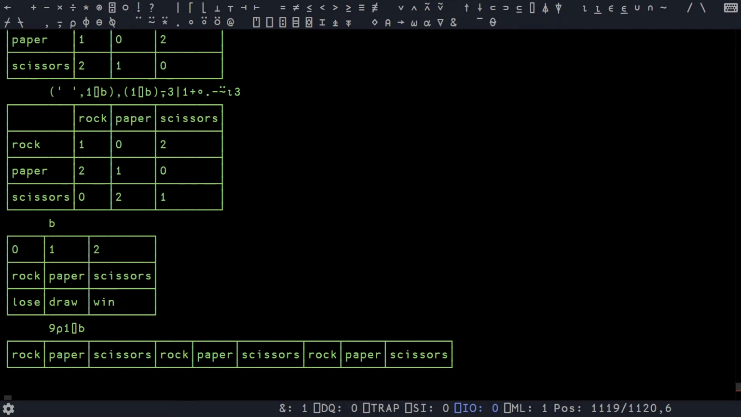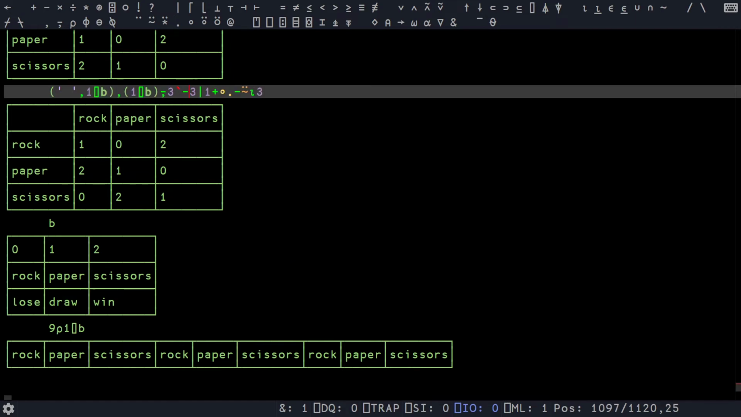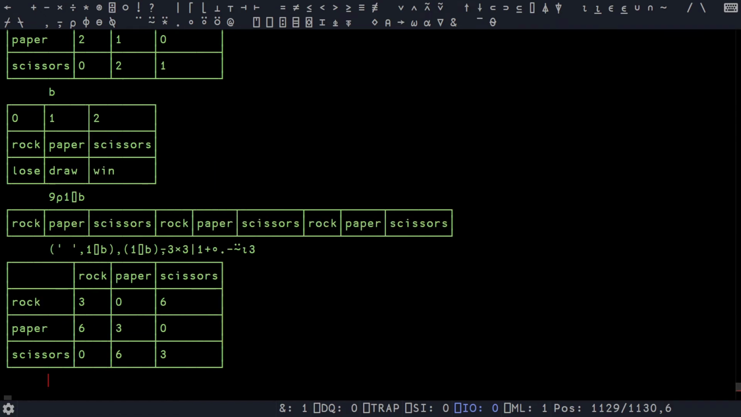And the really nice thing about this is that if we then multiply these results by 3, we get our proper scoring. So rock versus rock is a draw, and now we get 3 points for that, which is what we want. A loss against paper gives us 0 points, which makes sense. And then a win against scissors gives us 6 points, which is what we want.